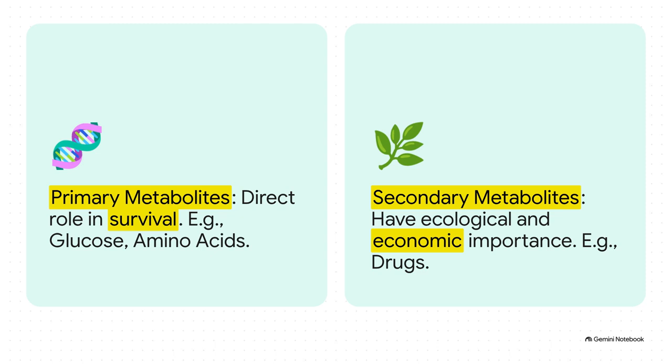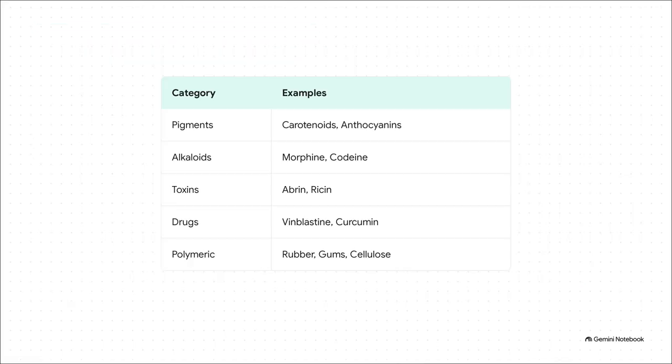But then you have secondary metabolites. These are highly specialized tools, usually found in plants, fungi, and microbes. The organism doesn't necessarily need them to survive day to day, but they serve massive ecological and, for humans, economic purposes. Now, what's really interesting about this slide is just how much our modern world relies on these secondary metabolites.